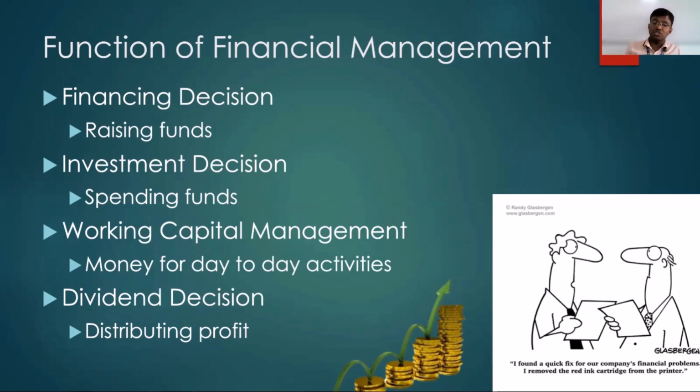Then you have dividend decisions. Now, every company is focusing on earning profit. So how can this profit be paid back? How can this profit be distributed back to the stakeholders? So this is what is meant by dividend decision. Okay? So these are the four major areas that the finance manager would be dealing with: getting the money, spending the money, manage your day-to-day activities, redistribute the profit. So these are the four major functions of financial management.